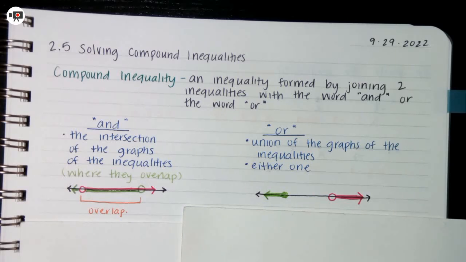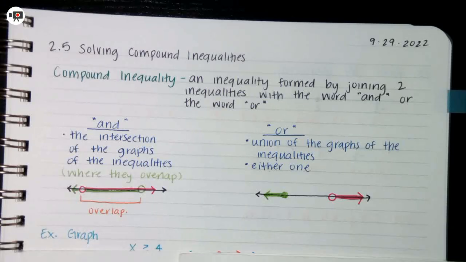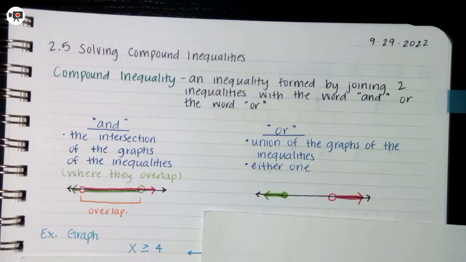For an or, we cannot have one number that makes them both true. It has to be either one. So if we graph x is greater than or equal to 4, I'll have a graph that looks like this. And if I graph x is less than 9, we get this one.